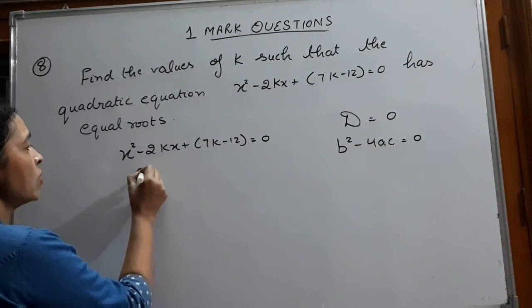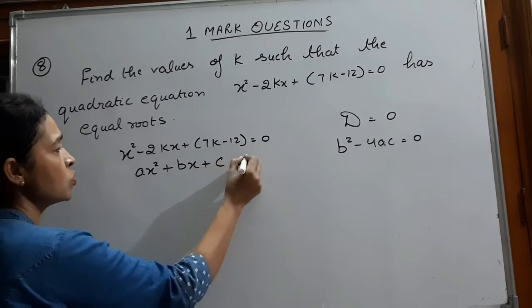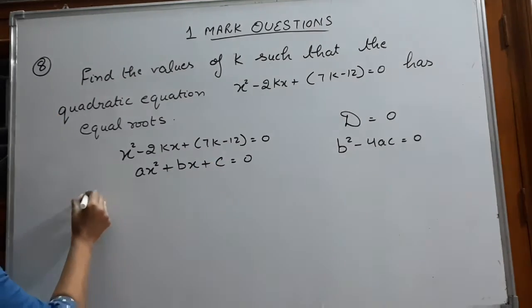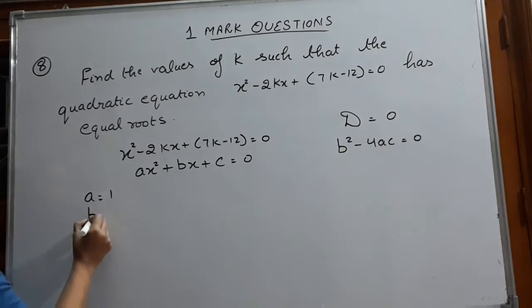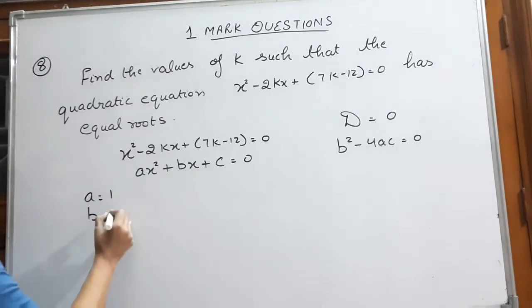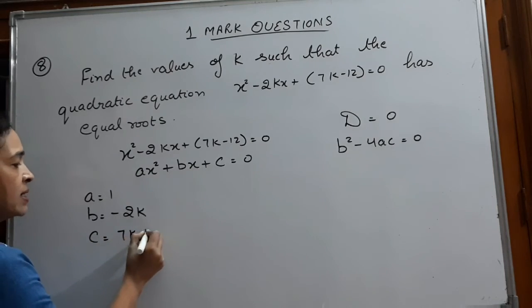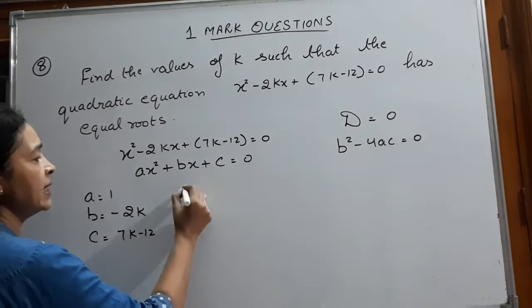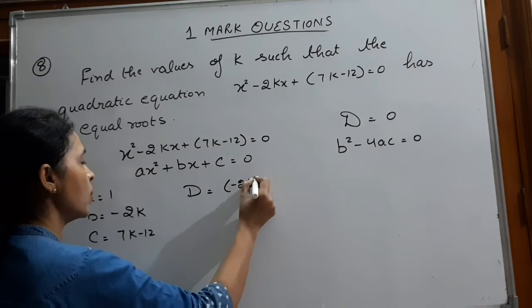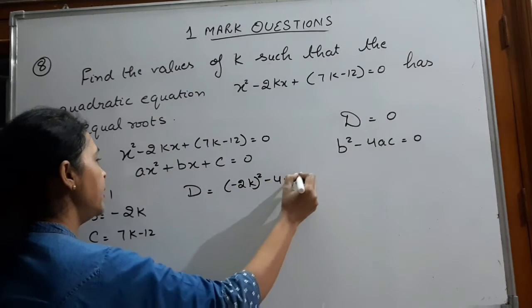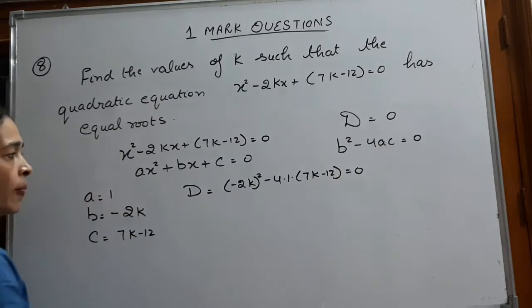Now bachche, what is the general form of a quadratic equation? ax square plus bx plus c equals 0. What is a in this case? Coefficient of x square, which is 1. What is b? Coefficient of x, that is minus 2k, and c is the constant 7k minus 12. Now what is D? B square minus 4ac: minus 2k whole square minus 4 into 1 into 7k minus 12, and this is equal to 0.